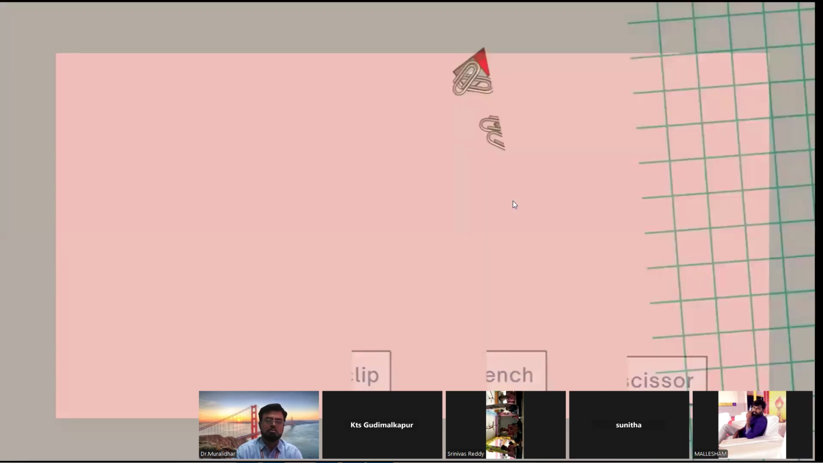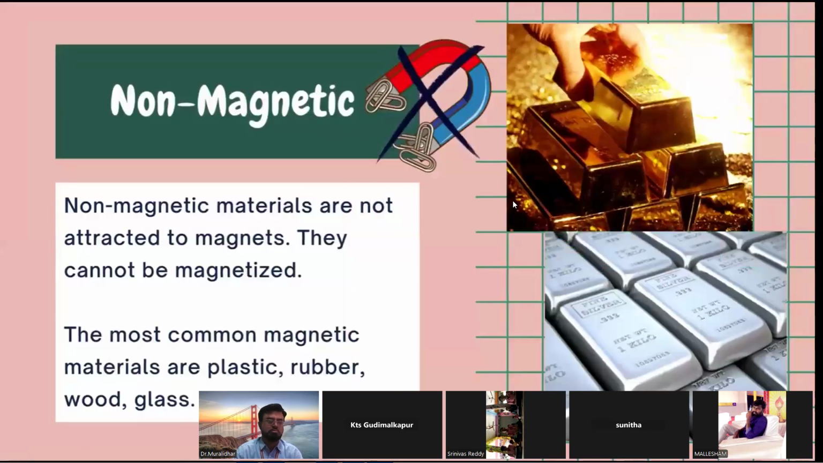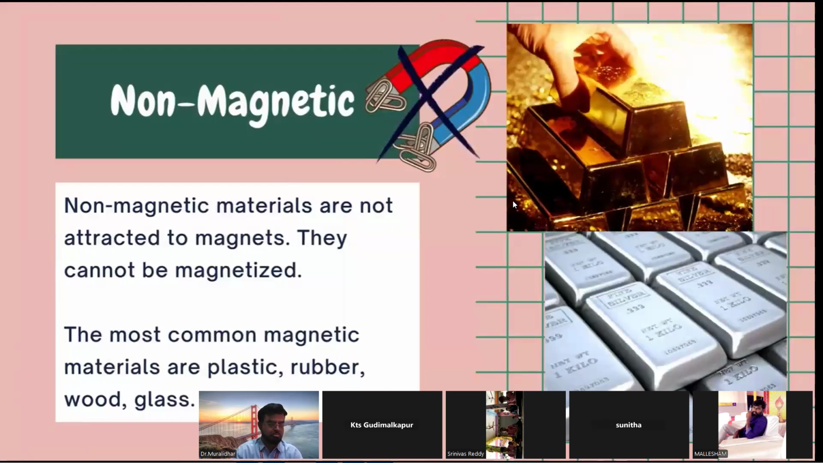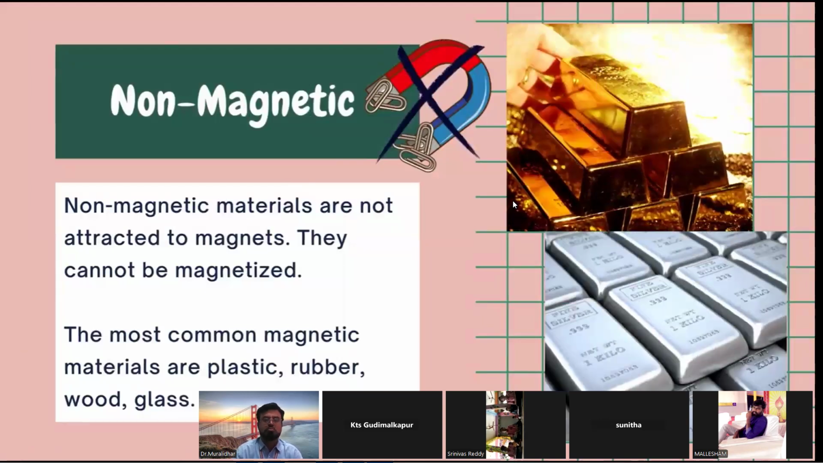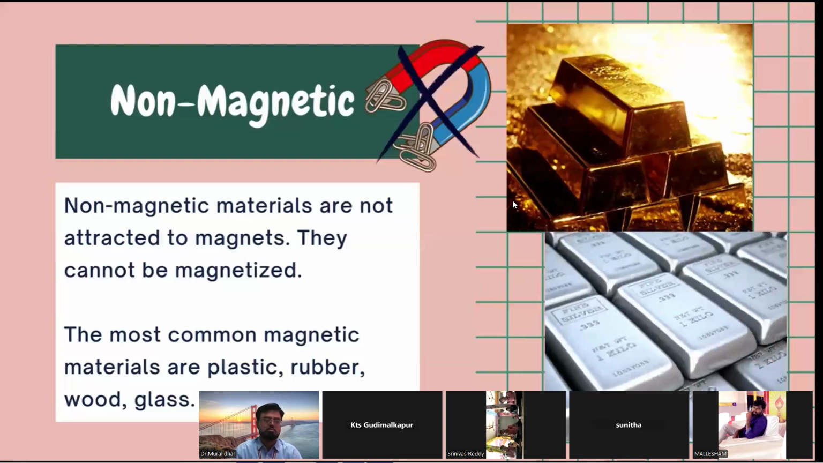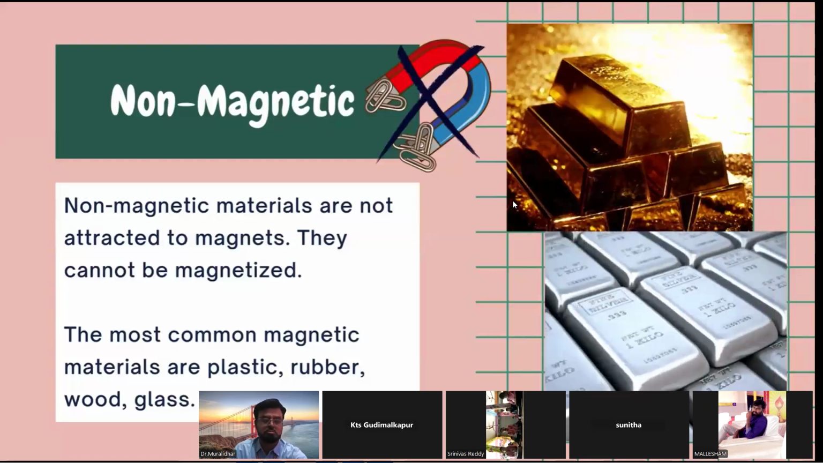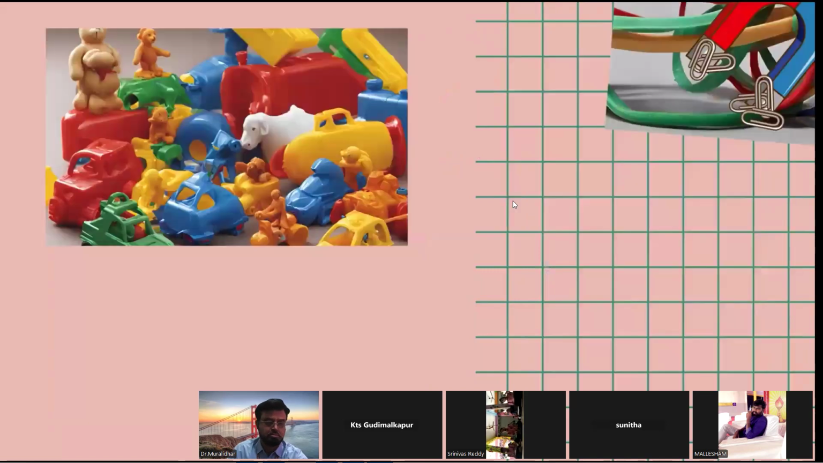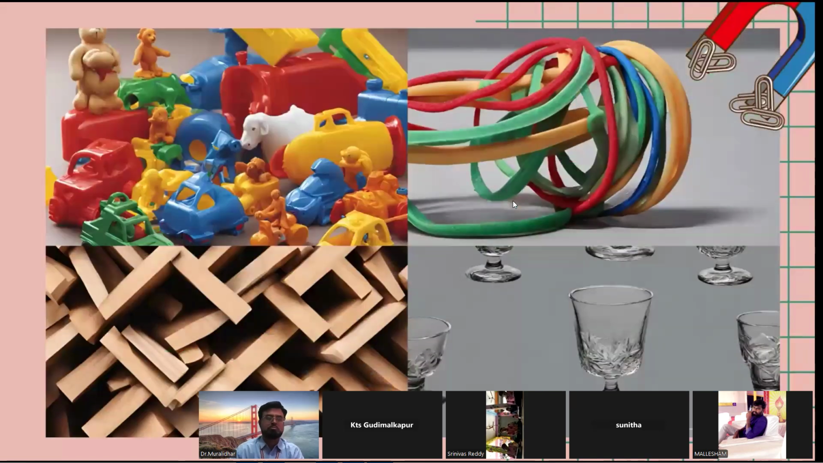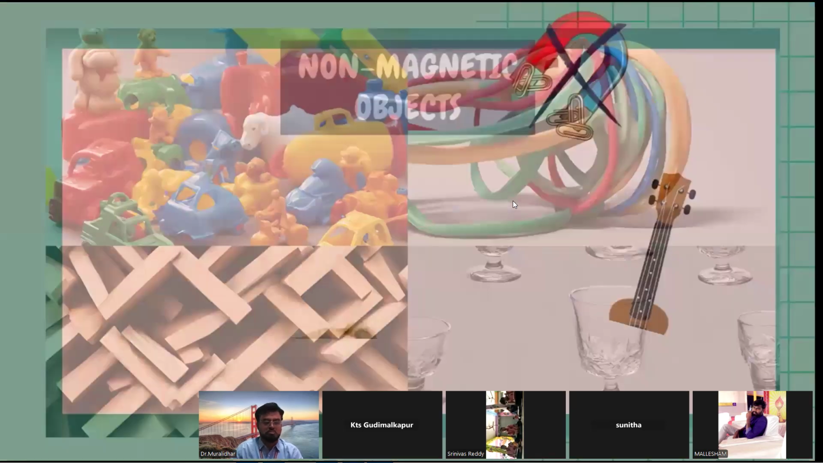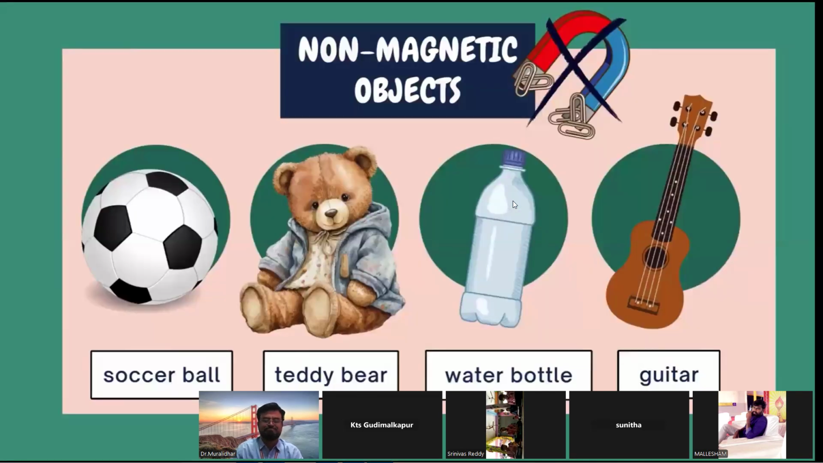And non-magnetic. Non-magnetic materials are not attracted to magnets. They cannot be magnetized. The most common non-magnetic materials are plastic, rubber, wood, and glass. Some examples of objects that are made of these materials are a soccer ball, a teddy bear, a plastic water bottle, and a wooden guitar.